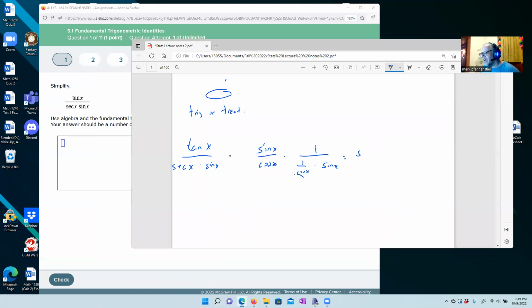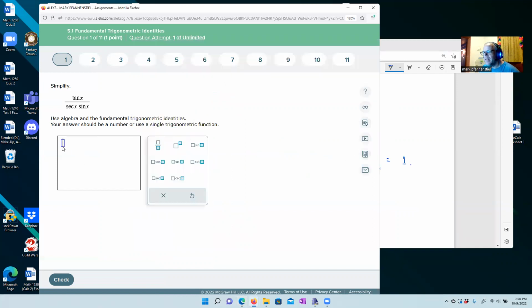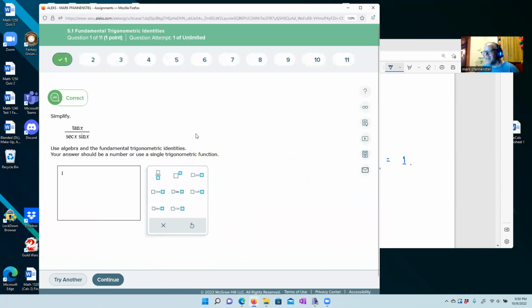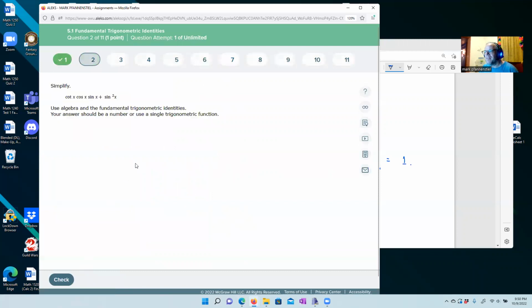So at this point, we have sine x over sine x, so this is going to equal 1. Okay, so we're just going to say this is equal to 1. And I'm hoping that this is the answer that they wanted. It should be a number or single trigonometric function. We'll check. Hooray, and we can continue. That's just the way these things are going to work out. Let's try the next one and see what we end up with.